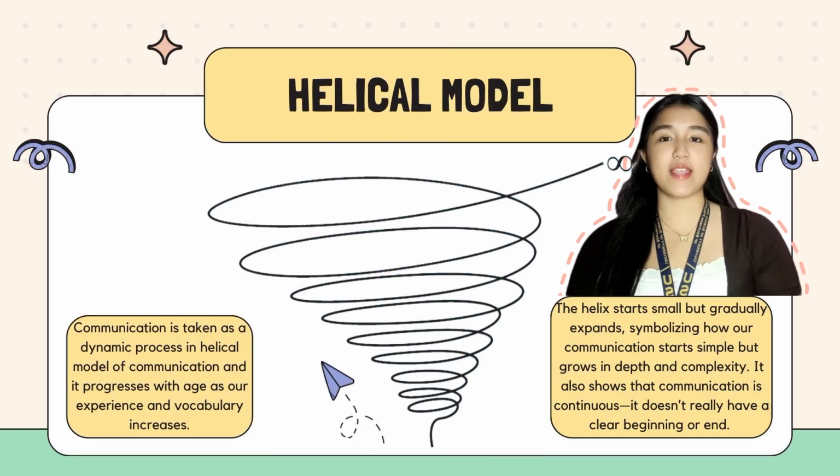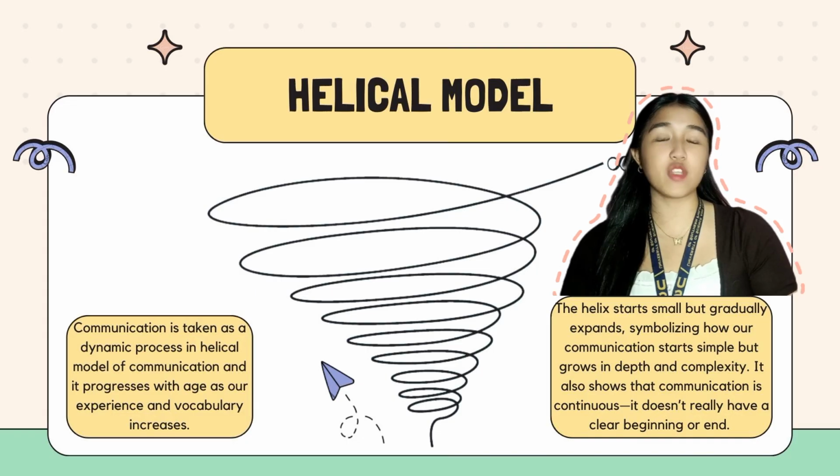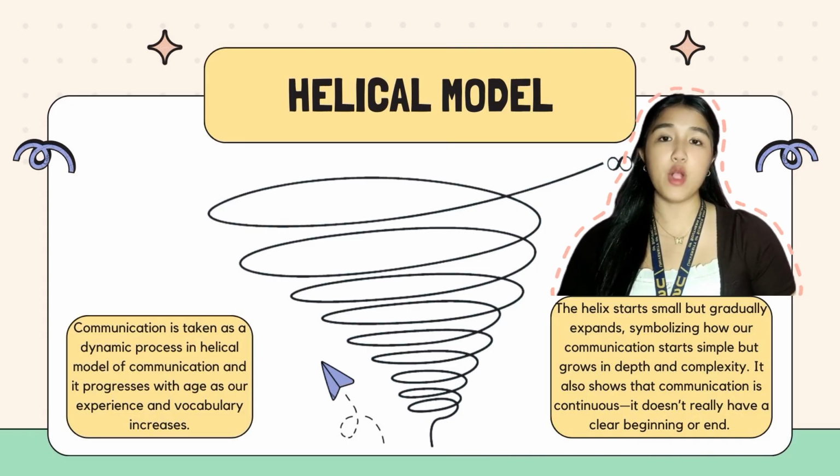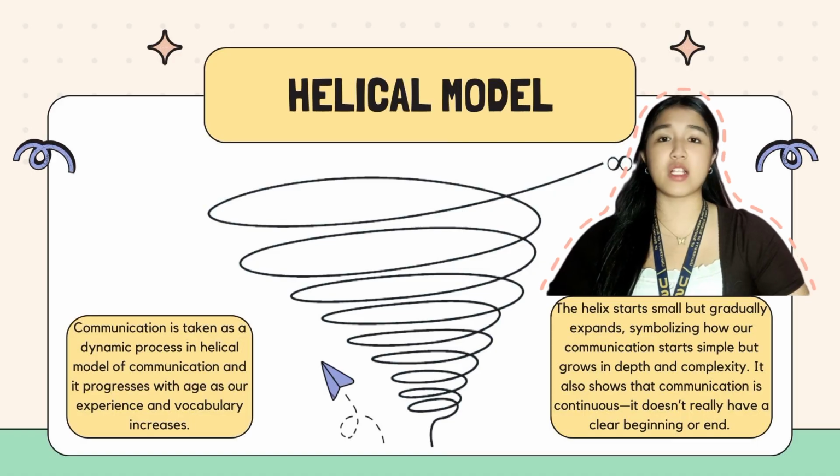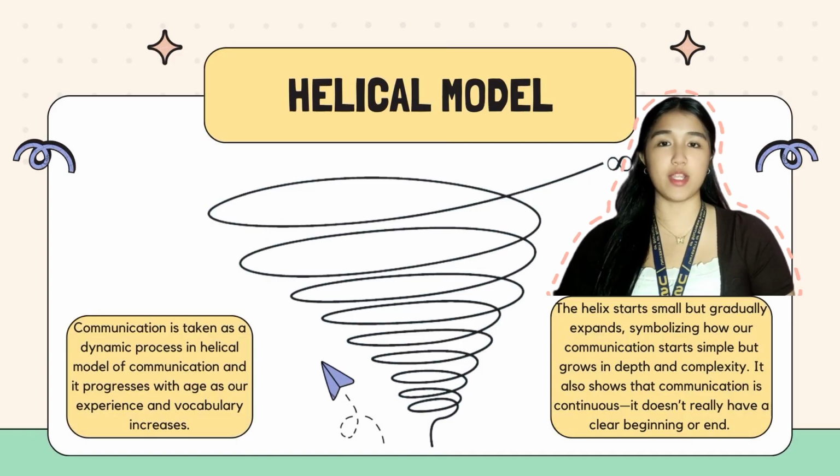So as you can see in this diagram, the helix starts small but gradually expands, symbolizing how our communication starts simple but grows in depth and complexity. It also shows that communication is continuous and it doesn't really have a clear beginning or end. Instead, it's a process that's constantly evolving as we interact with the world around us.